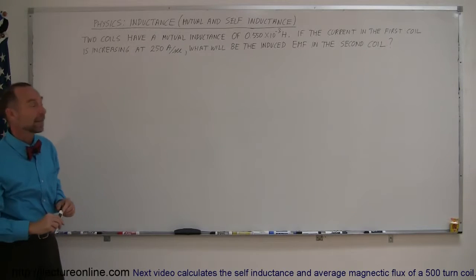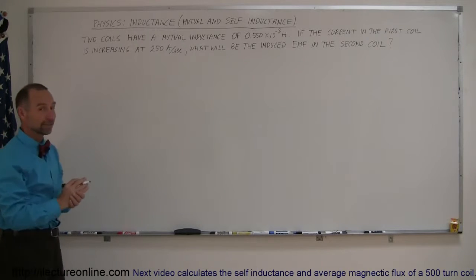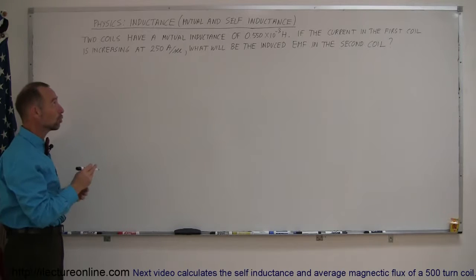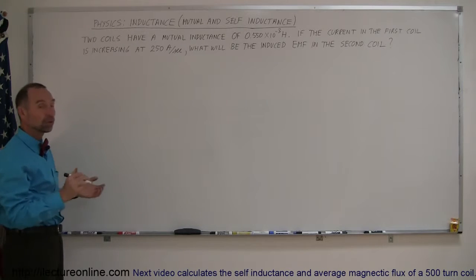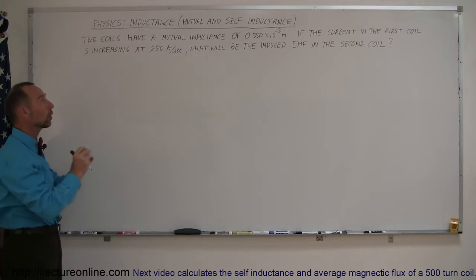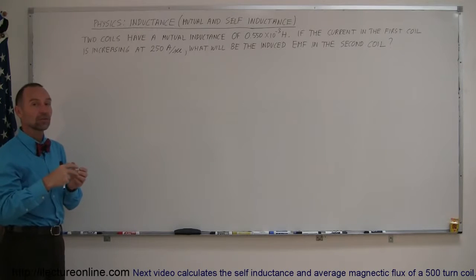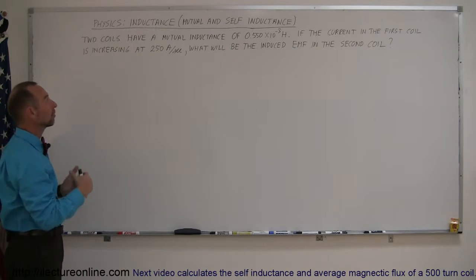Welcome to iLecture Online, and here we're going to explore inductance. We're going to look at mutual and self-inductance. Now, mutual inductance is the inductance between two coils. Self-inductance is the inductance caused by one coil on itself.